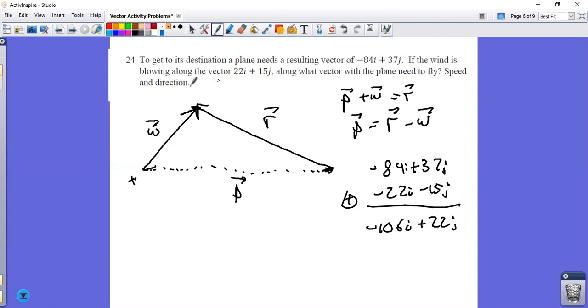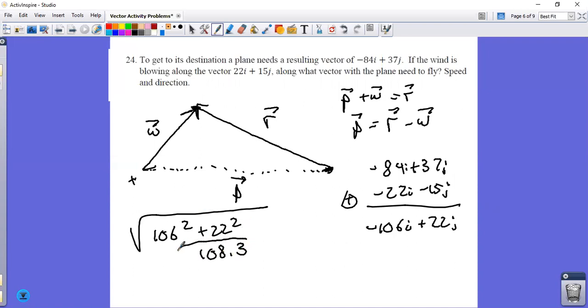And what's the speed of that? Again, the square root of 106 squared plus 22 squared, which is 108.3. And again, I didn't write these questions very well, because I should say miles per hour.